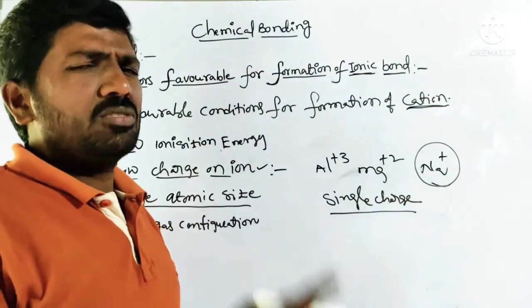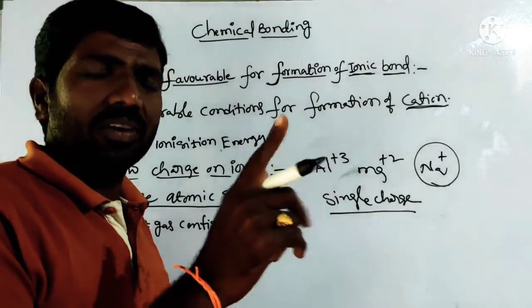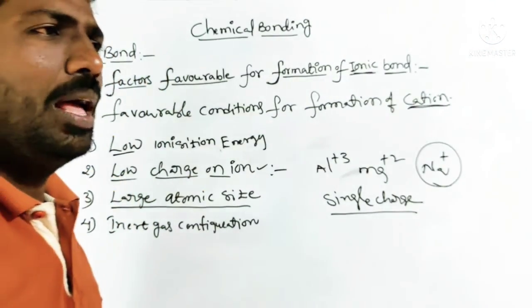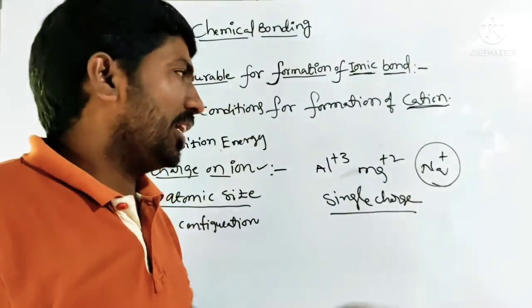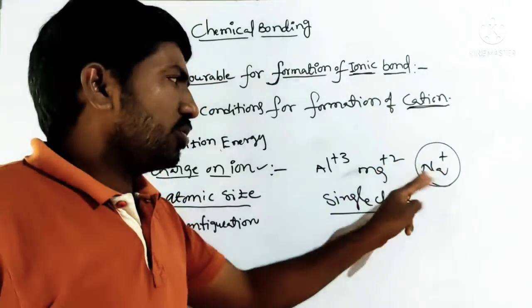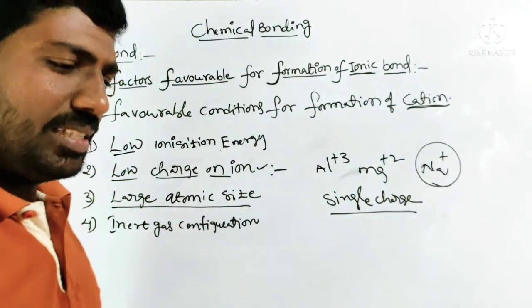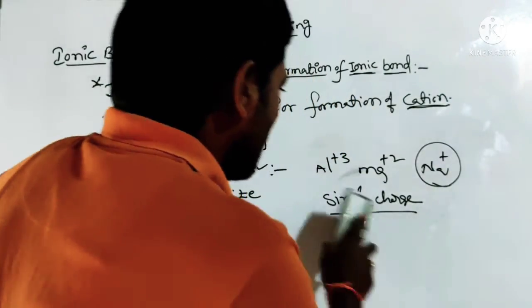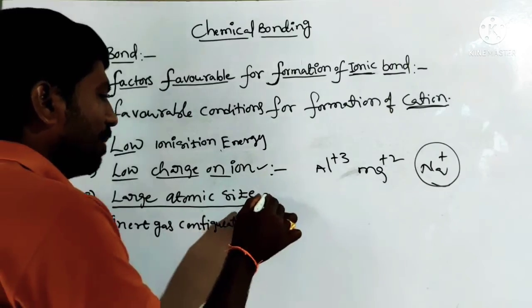Plus 1 means only one electron is removed from the neutral atom, which makes it a favorable condition for formation of a positive charge. Removing one more electron is somewhat difficult. Compared to the plus 3, plus 1 is very easy, and compared to plus 2, it is somewhat easy. That is the reason for low charge on ion, meaning single charge.